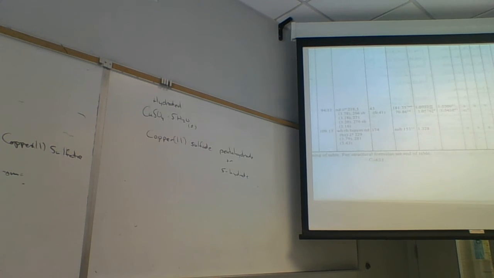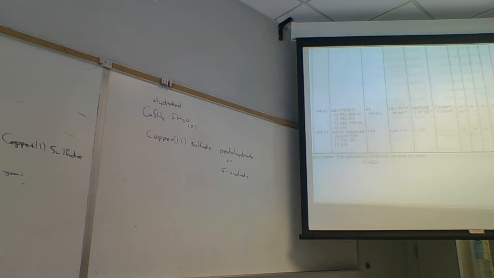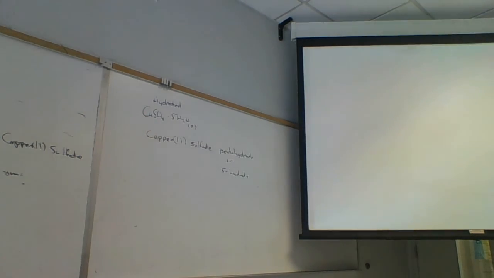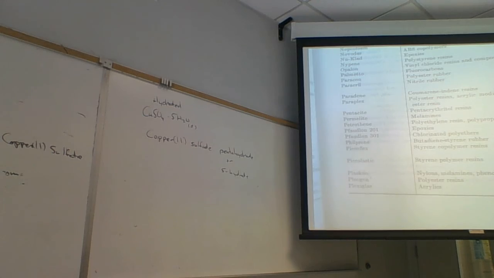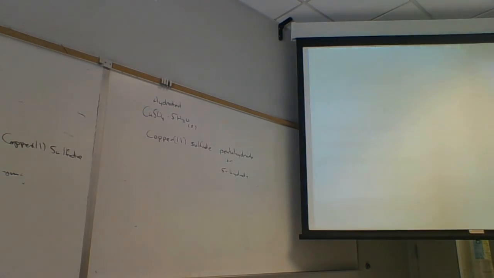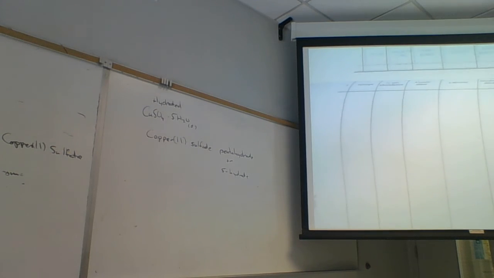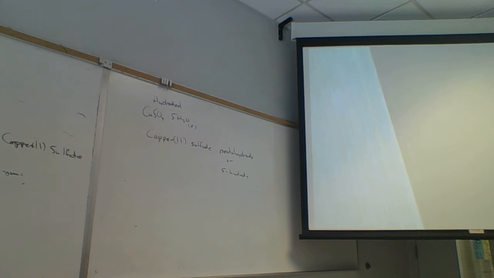And that's it. But the thing is, the CRC has way more compounds than the Merck Index does. The CRC also has a lot of physics type stuff. So, for example, the Merck Index has no table of isotopes, whereas the CRC has a gigantic table of isotopes here. So those are two common reference books that we use.